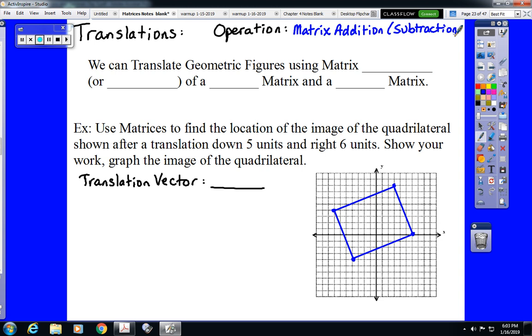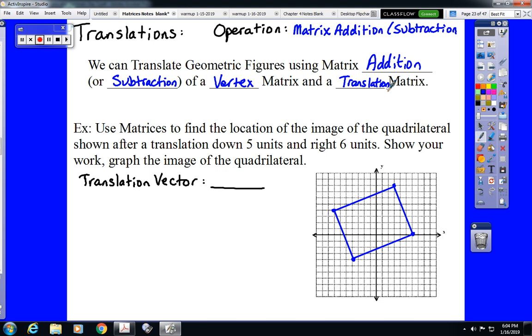When we translate geometric figures using matrix addition or subtraction, what we do is we take our vertex matrix and we add or subtract what is called the translation matrix. Now we talked last semester about vectors, so it's pretty much that vector repeated over and over and over again.